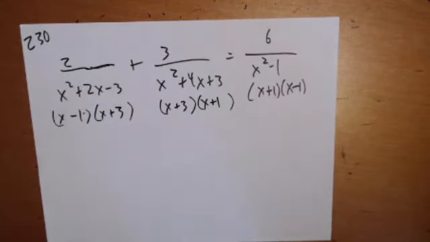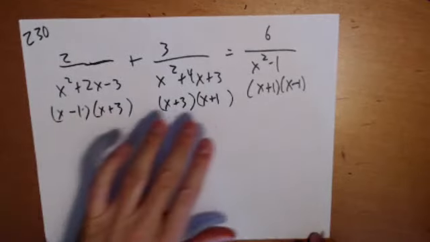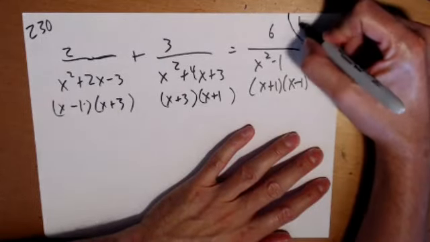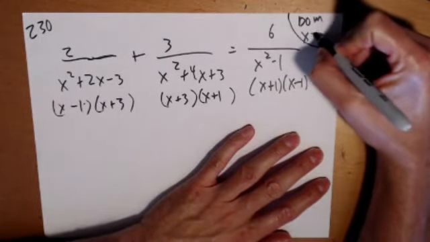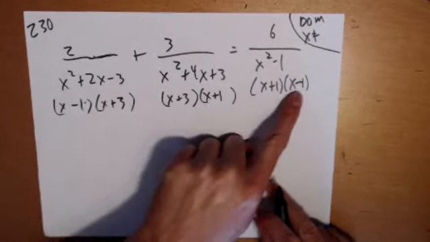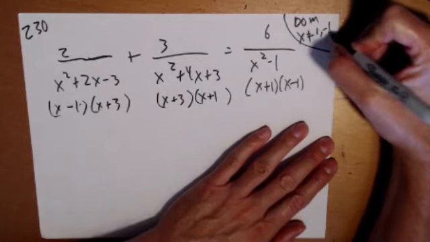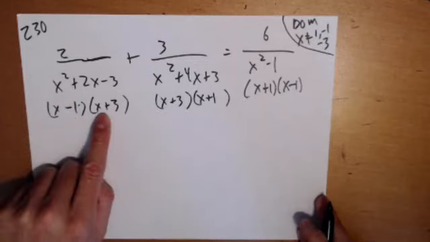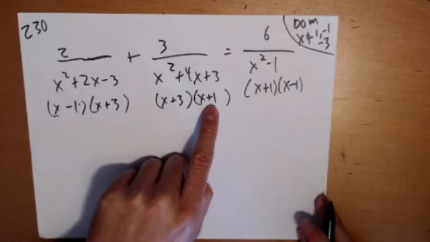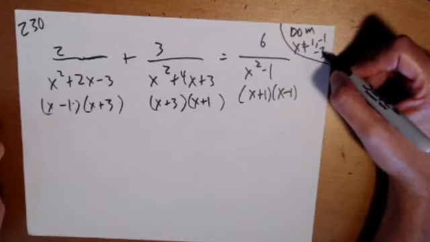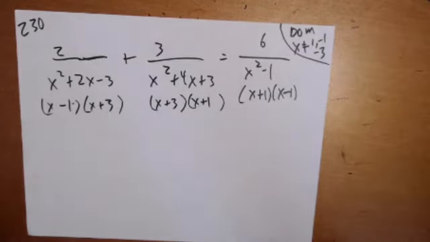Okay. Let's see. So when you're looking at these denominators, the domain is x does not equal 1, negative 3, or positive 1. So 1, negative 1, or negative 3. So make sure x is not 1, negative 1, or negative 3. If you get any of those answers, just throw them away.